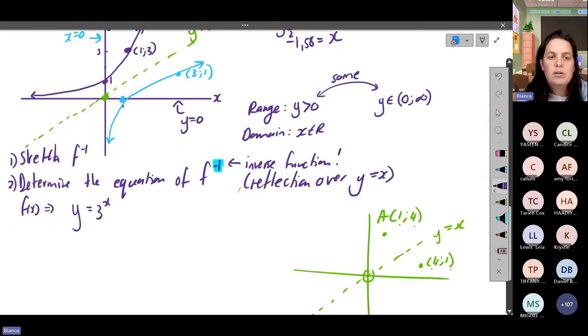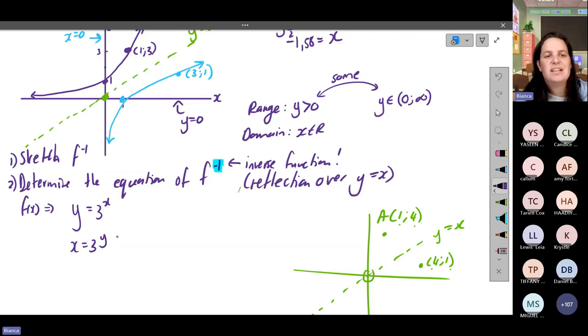Now, your first mark, when they say determine the equation, even if you can't do logs, your first mark is just for swapping the x and the y. This is a two-mark question. You've got one mark so far. So inverse function, you swap the x and the y. But when you're finding the equation of a graph, we don't ever want x as the subject. We want y to be the subject. So yes, you've got your one mark here, but now I need to make y the subject.